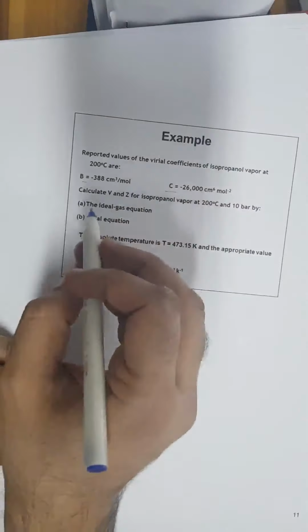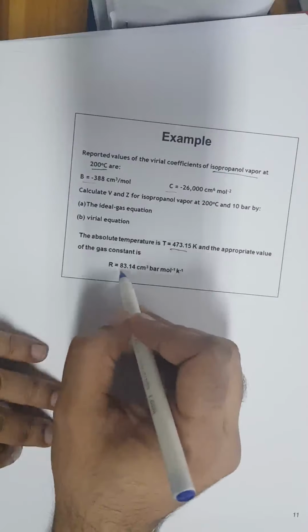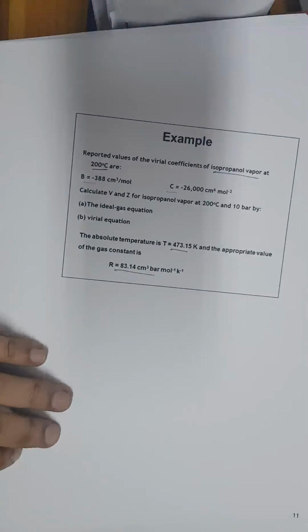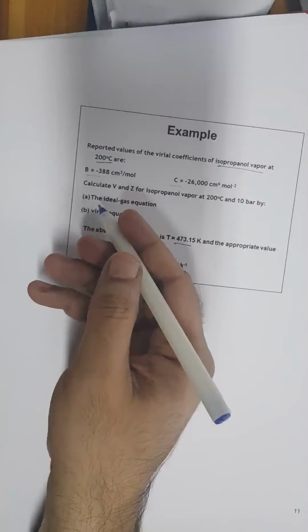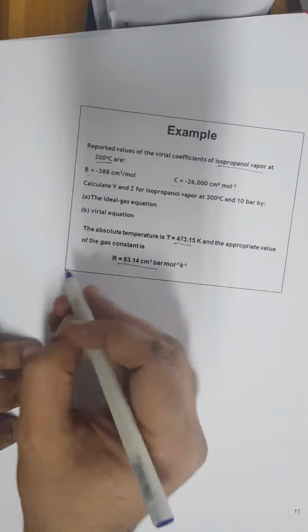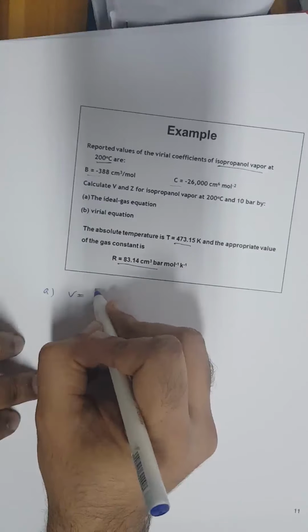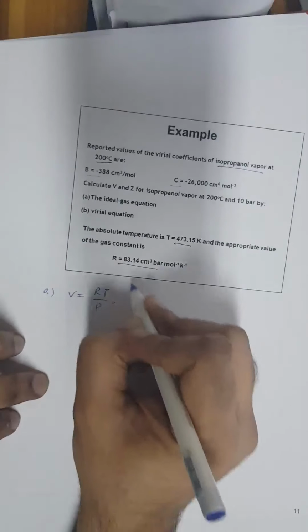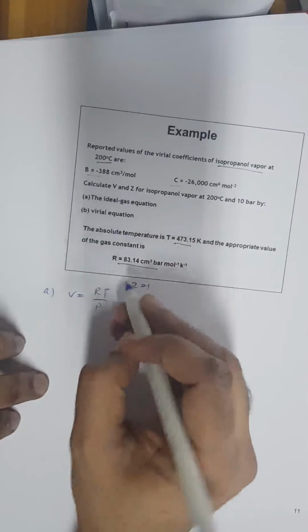What are the reported values of the isopropyl vapor at this temperature? We can convert this into absolute temperature, and the constant value of R is 83.14. This is very simple. The ideal gas is very simple. If you solve part A, V is equal to RT over P, because Z is equal to 1. We have to find both Z and V.